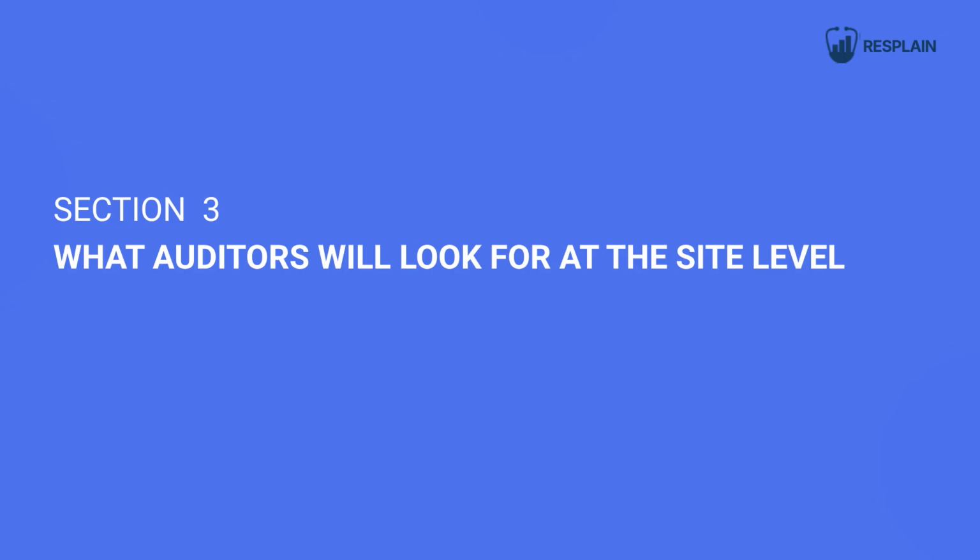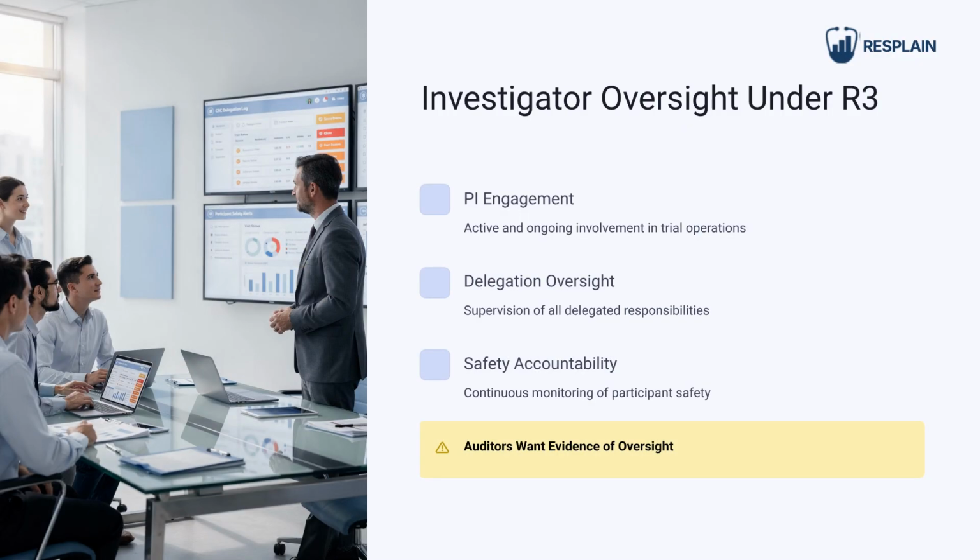Section 3. What auditors will look for at the site level. Investigator oversight is expected to become one of the highest focus areas during audits under R3. The updated guidance reinforces that investigators may delegate activities, but responsibility for participant safety and overall trial conduct still remains with the investigator. Auditors will likely assess whether the principal investigator was actively involved throughout the study lifecycle.